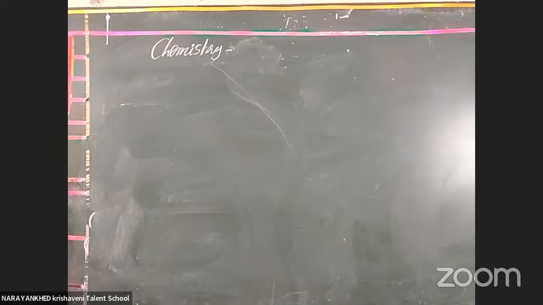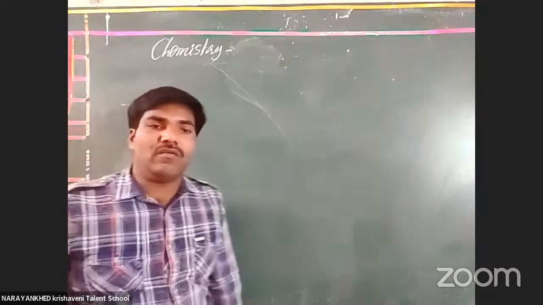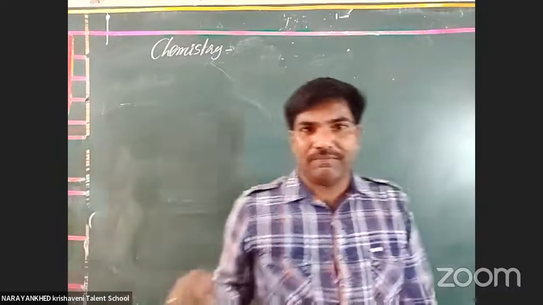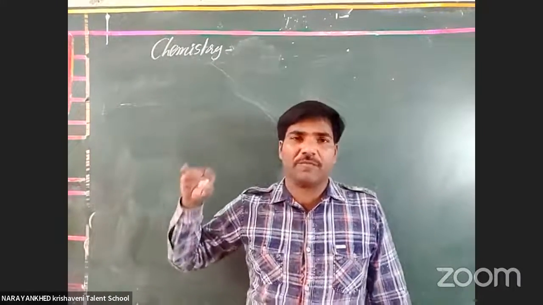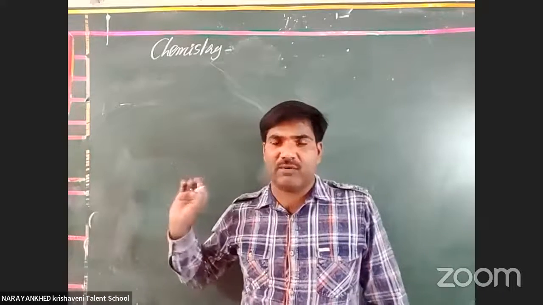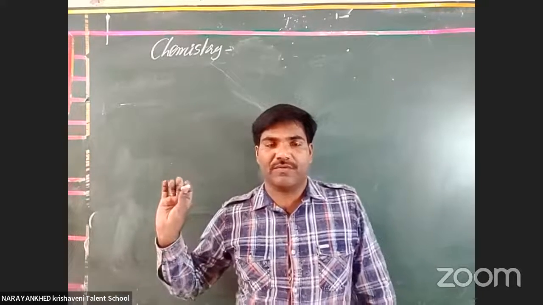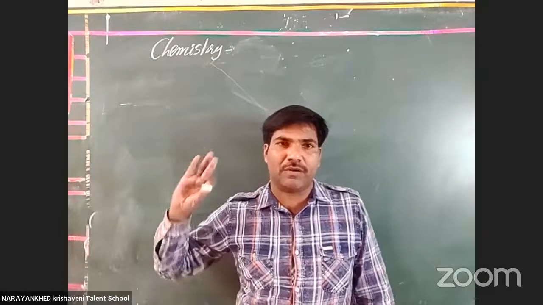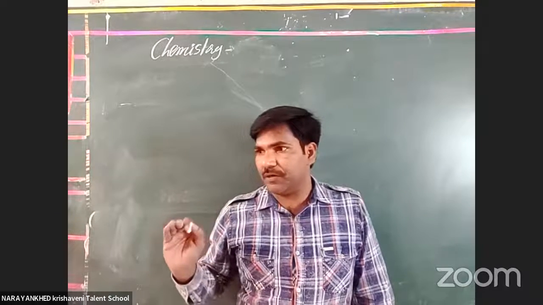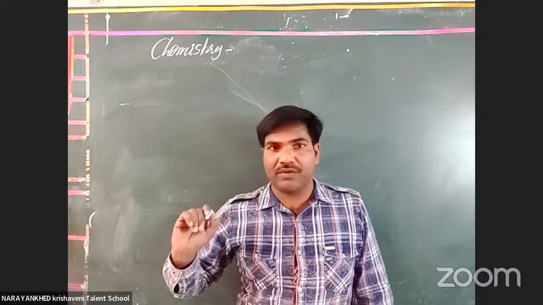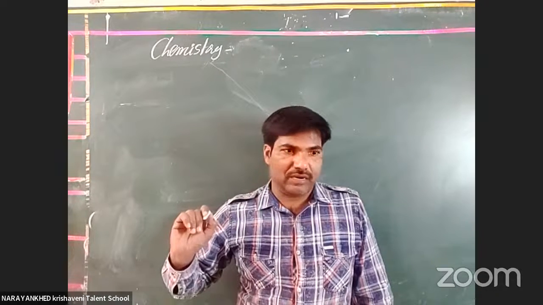Especially the electronic configuration, we have already discussed in the last class. Electronic configuration is a periodic property of our periodic table. You know that very well. Electronic configuration is the periodic property of the periodic table. Got it or not?